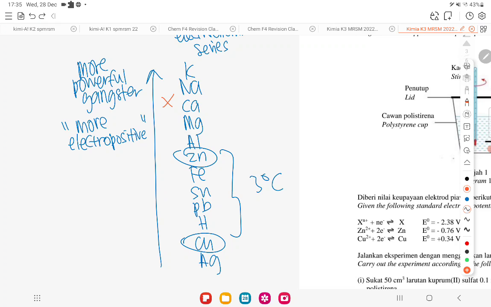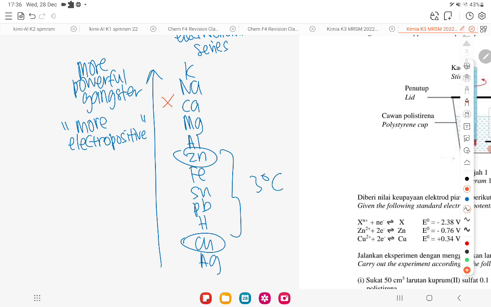The X cannot be here, because if X is here, the gap is smaller. When the gap is smaller, the temperature is lesser. It should be less than 3 degrees Celsius, okay? Because the gap is even smaller than this one. So the bigger the gap, you get greater heat of displacement. The smaller the gap, you get lesser heat of displacement.